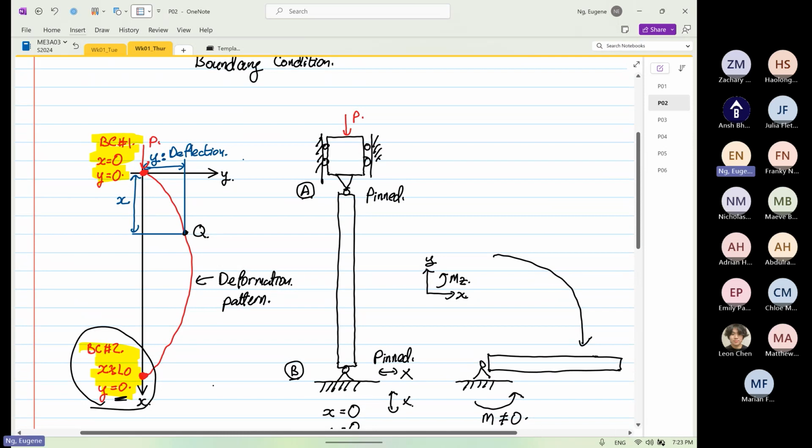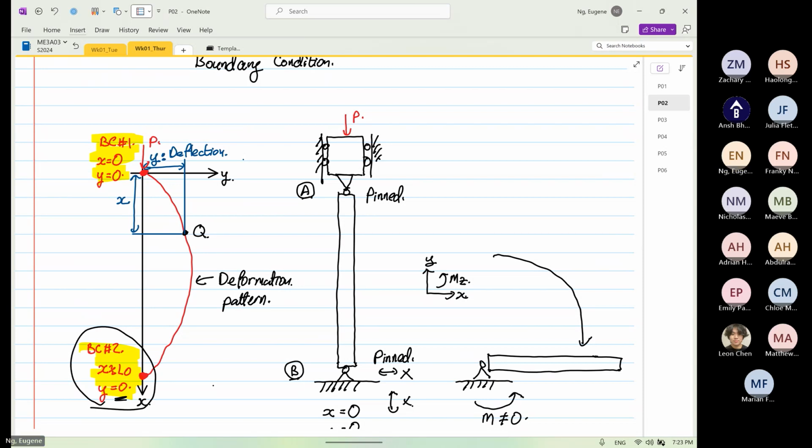If you look at point A, you know that it's a pin, okay? It's so-called pin, right? So over here, we know that X is equal to 0 at point A, right? Y is not equal to what?